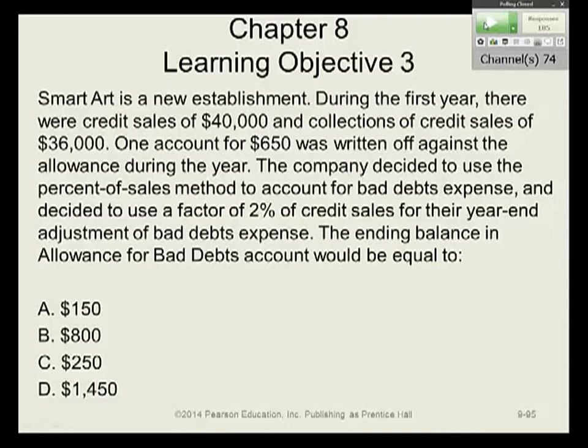Smart Art is a new establishment. That means it has no beginning balances. That's what that's telling you. That means that it is a new company and has no beginning balance. During the first year, they had credit sales of 40. They collected 36. One account for 650 was written off against the allowance. Company decided to use the percentage of sales method to account for bad debt expense, and they said that 2% of credit sales at the year-end adjustment would be used. And the ending balance, once again, what is the ending balance in the allowance for bad debts?